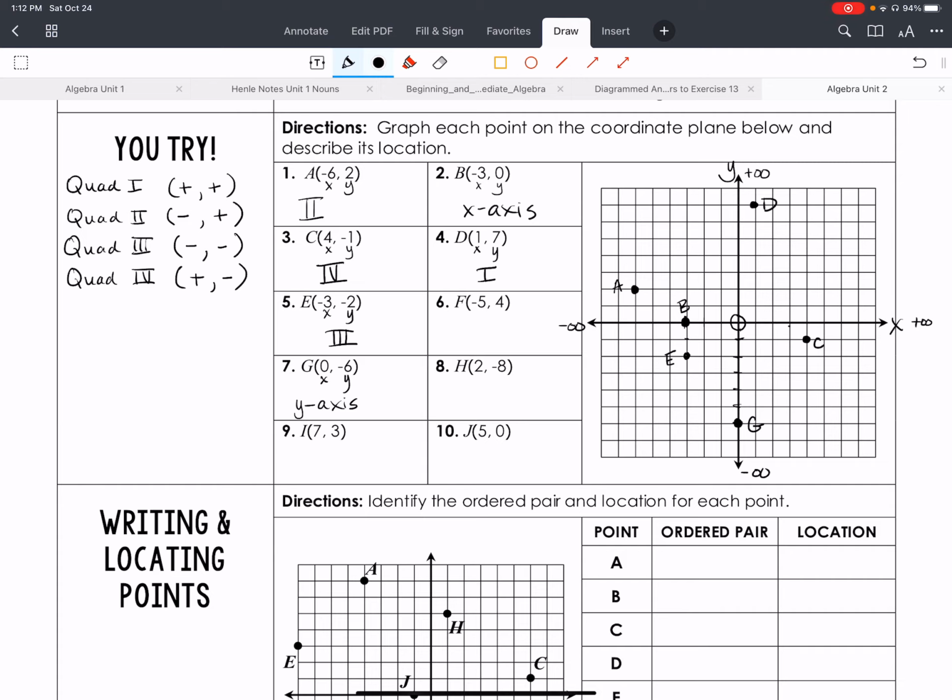Something else to think about and notice is that if you have a 0 for your x coordinate and some number for your y coordinate, I don't care which, it's on the y-axis. So your point will always be actually on a number line. And if you have, who cares what number for your x, but a 0 for your y coordinate, that means that it is sitting on the x-axis. Okay. Just some things in general to note.